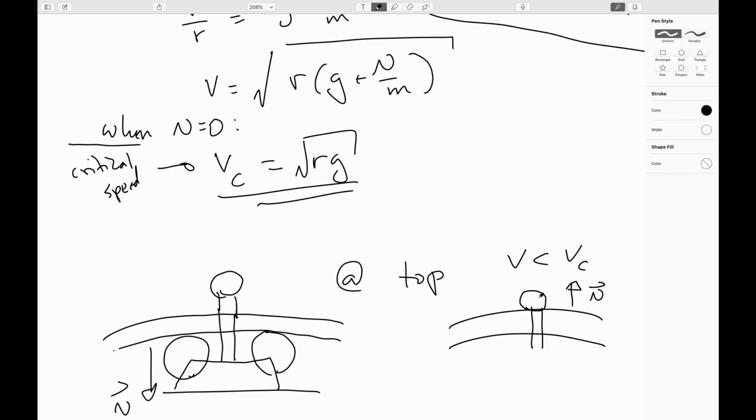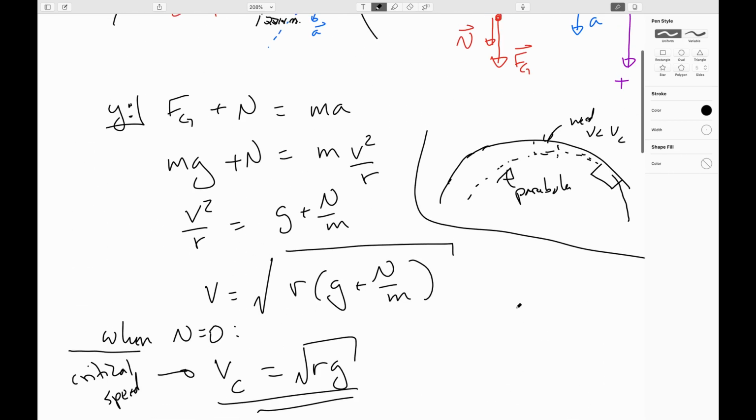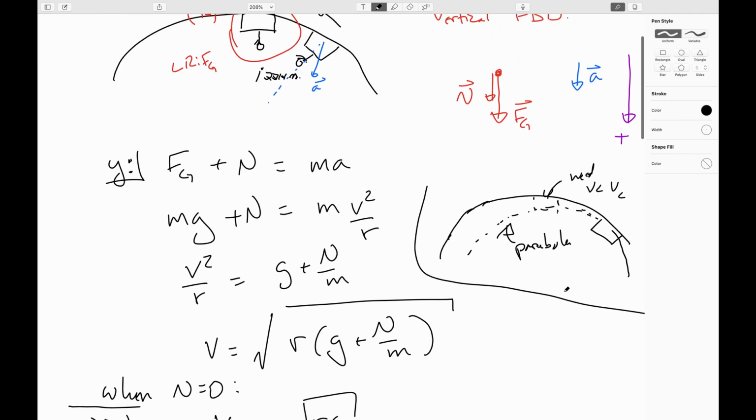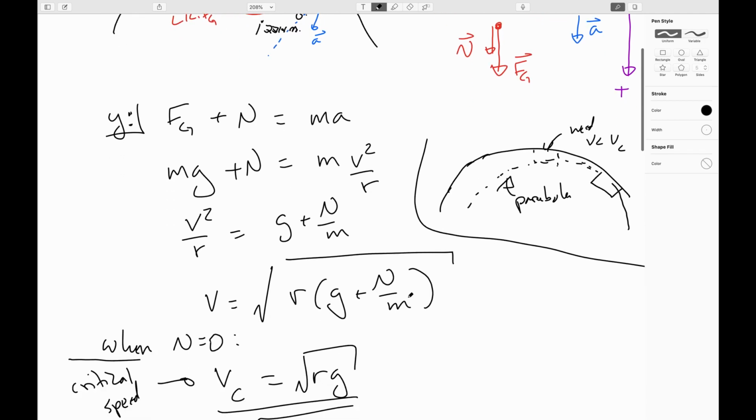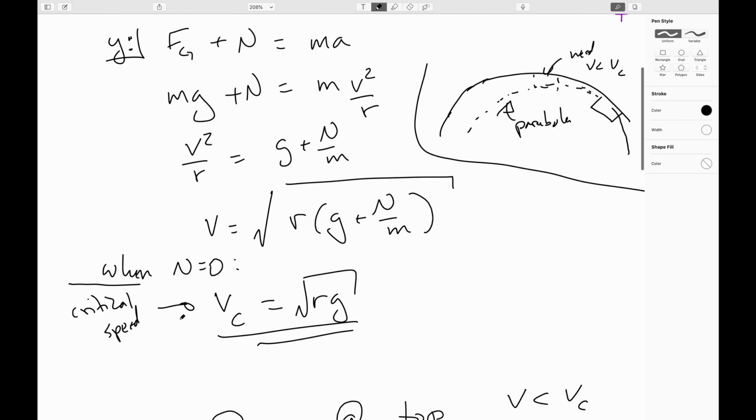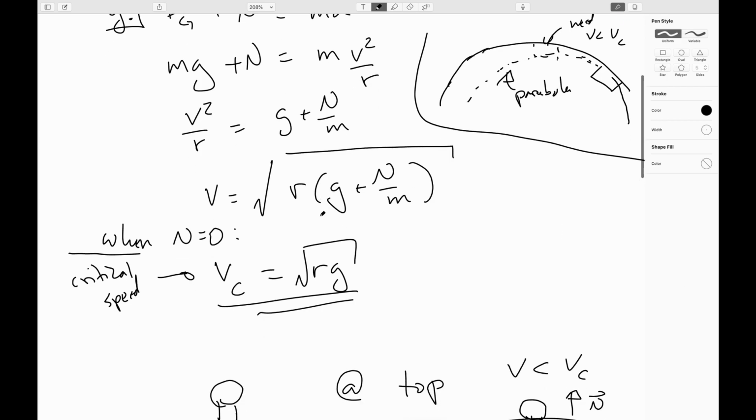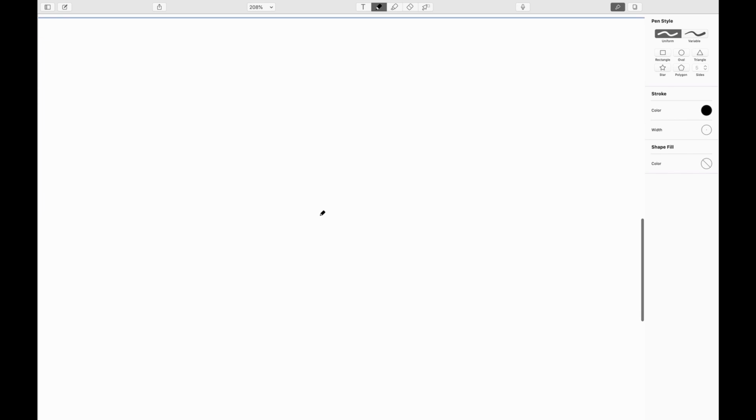Okay. But in normal operation, the normal force can't go negative. And so this critical speed would be the minimum speed you need to be at the top of the loop-de-loop. Now, this can cut the other way. If you've ever driven over a hill at speed, you'll discover that this critical speed can become a maximum.